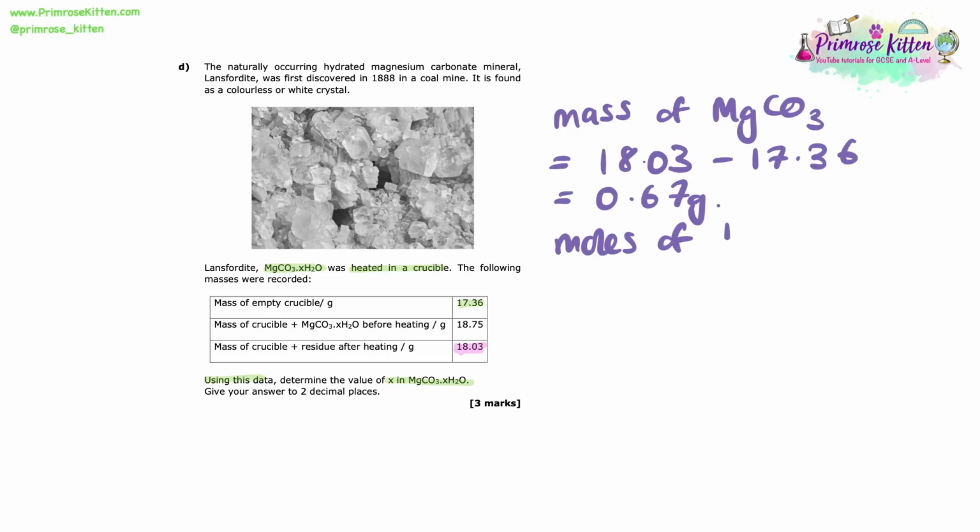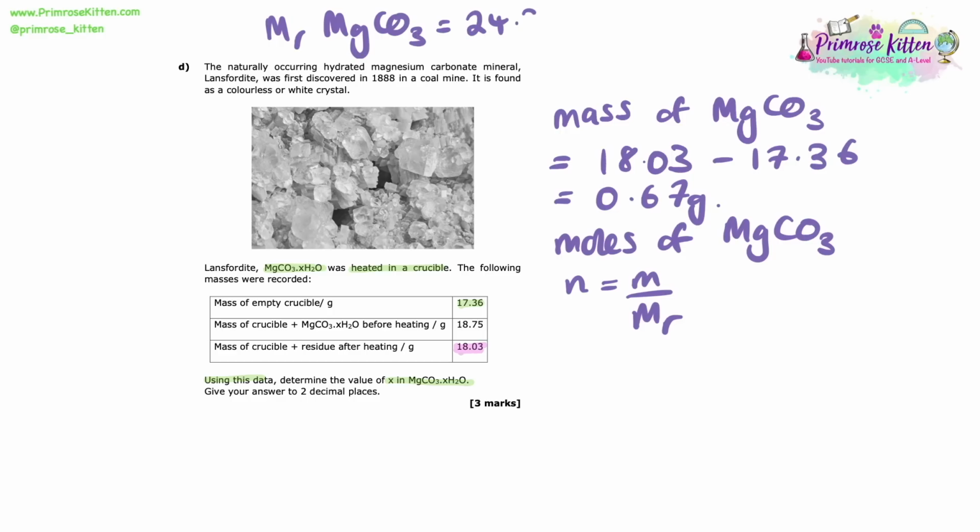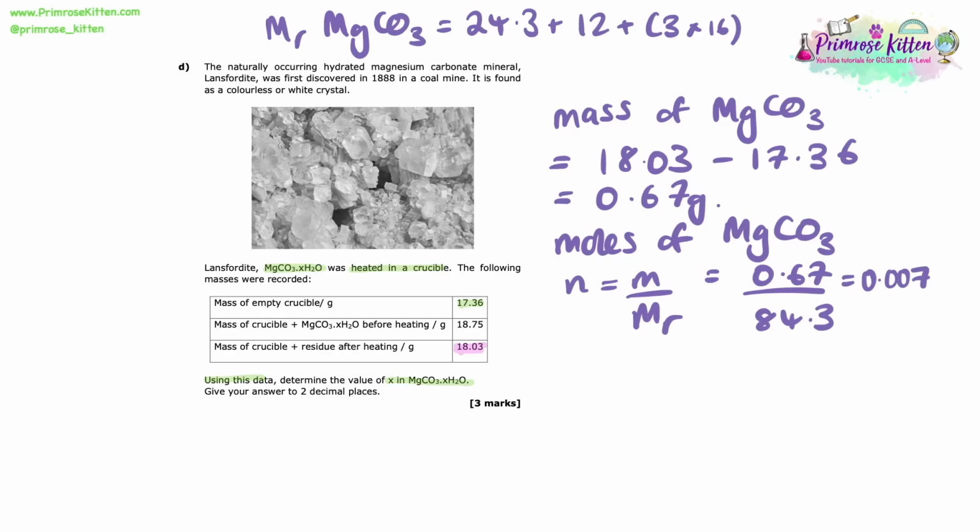So now that we know this mass, we can work out the moles of magnesium carbonate. Of course, before we do that though, we need to know what the Mr is of magnesium carbonate. So we know magnesium has an Mr equal to 24.3, plus the 12 for the carbon, plus 3 times 16 for the oxygens. Now that gives me an Mr equal to 84.3. So now I can get the moles is equal to the mass, 0.67, divided by 84.3. And that gives me 0.00795 moles of magnesium carbonate.